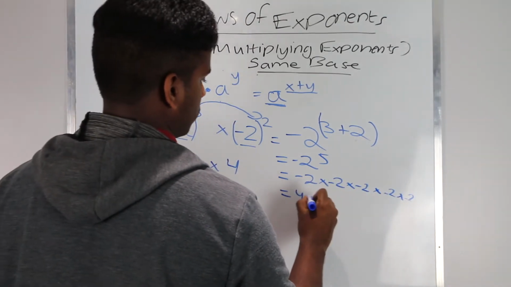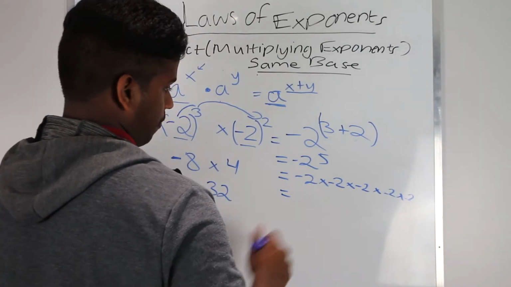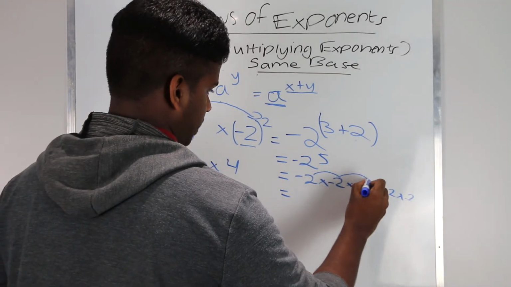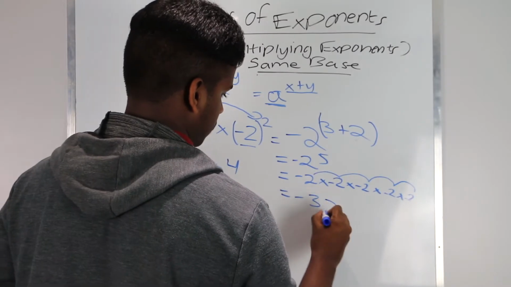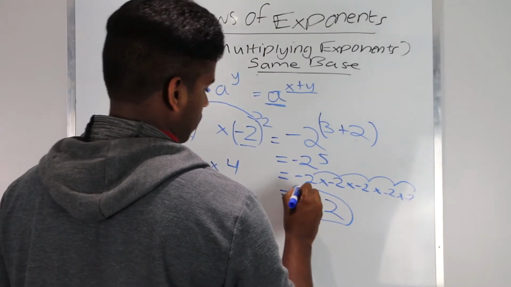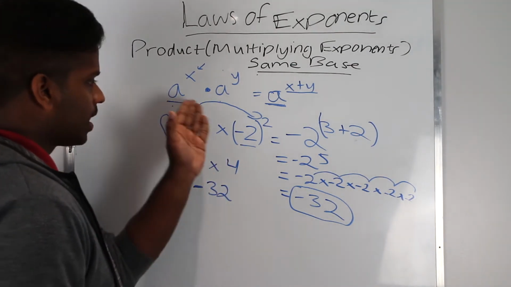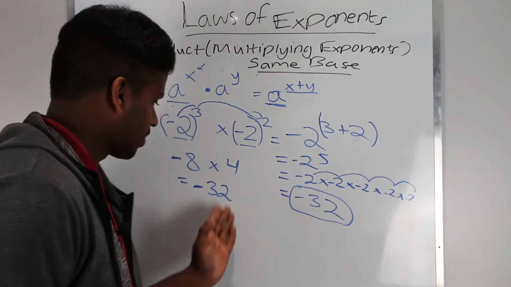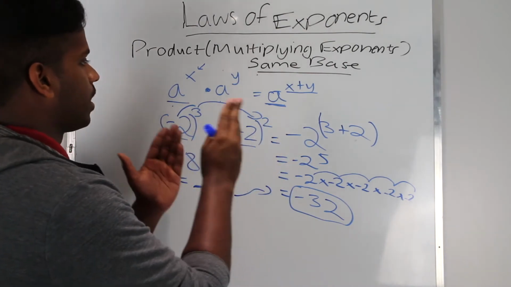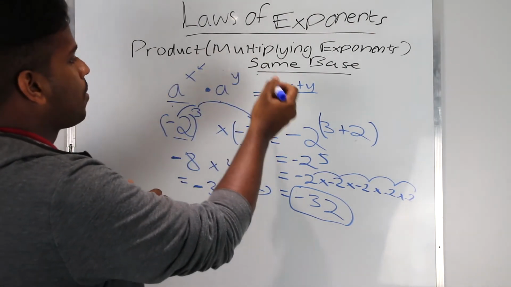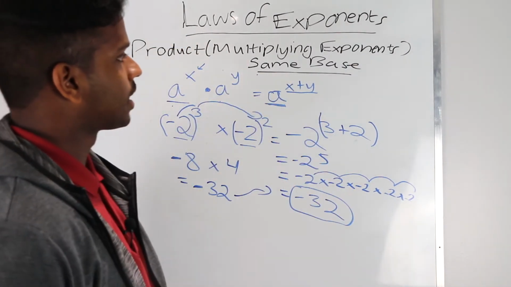We get 4 when we multiply these two. -8, 16, -32. -8 times 4 gives me -32 when I did the other. When I use my law of exponents, I also get the same result as here. So this proves that this law is correct, and that this is how we would use the law of exponents to solve a question where we are multiplying exponents with the same base.